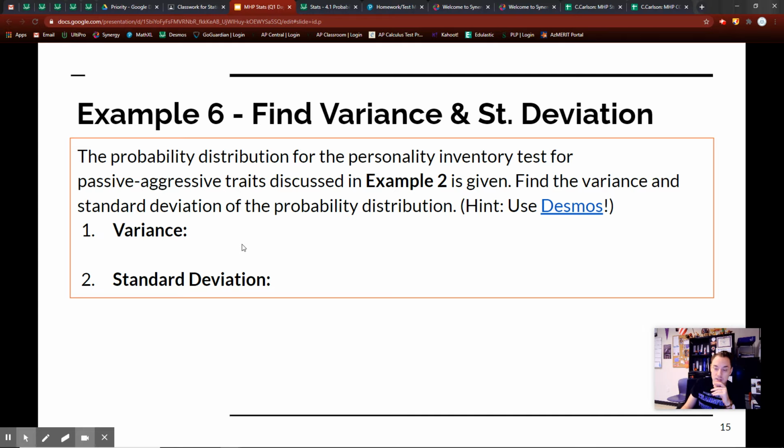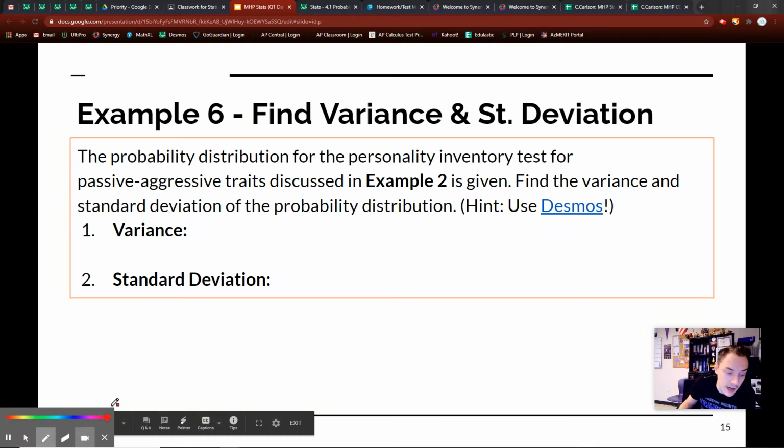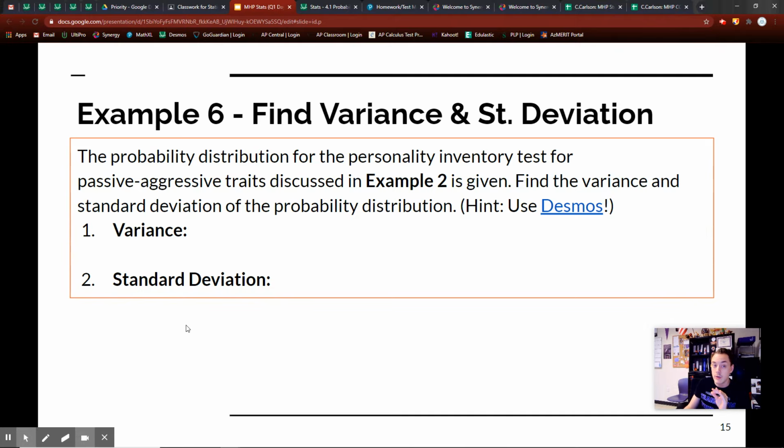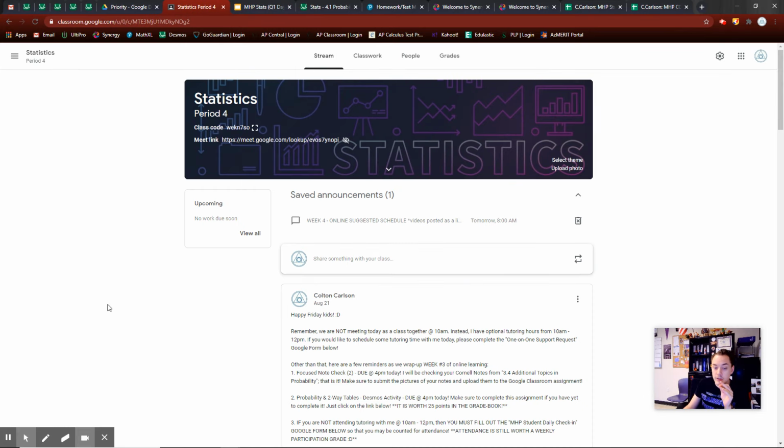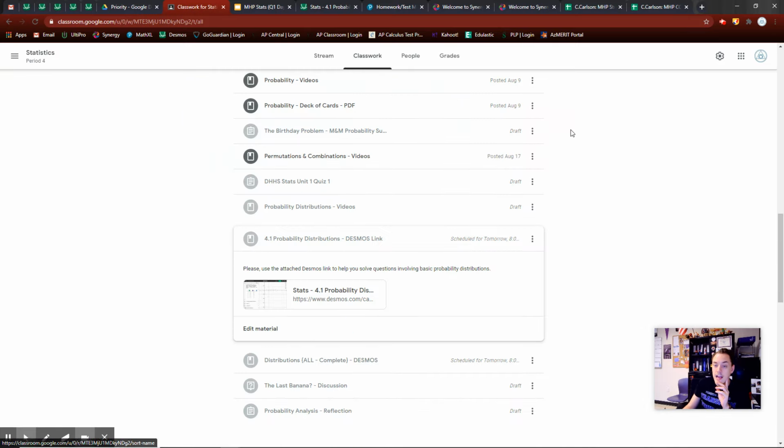Okay, how do I use Desmos? This is 4.1, guys, right? This is 4.1. So we're going to be using the 4.1 Desmos link. Okay, so what am I going to do? What you're going to do is go to classwork on your Google Classroom. This is your Google Classroom, right? Go to classwork, hit that, and then you're going to scroll down.